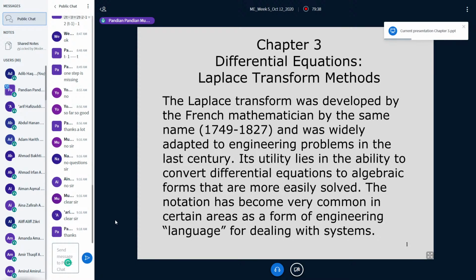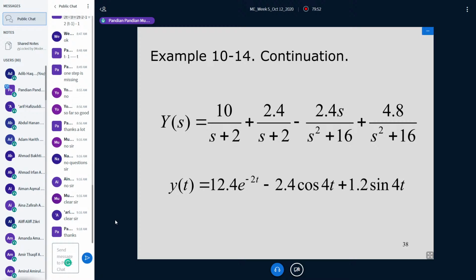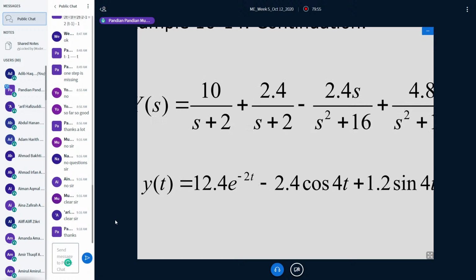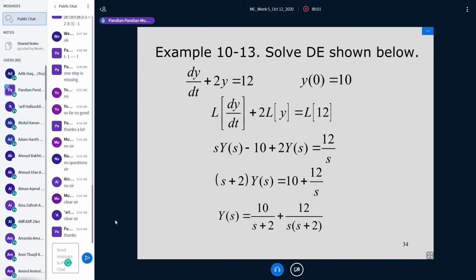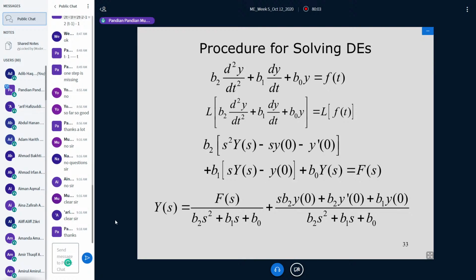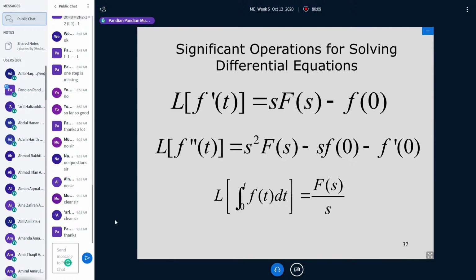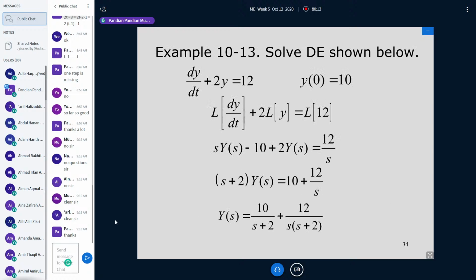Okay, this one we are not going to upload, it will not be available. So I just want to show you some example of solving differential equations. There is some shortcut for how to solve the differential equation. I don't want to show you all the things, but just this example. Pay attention. Solve the differential equation shown below.